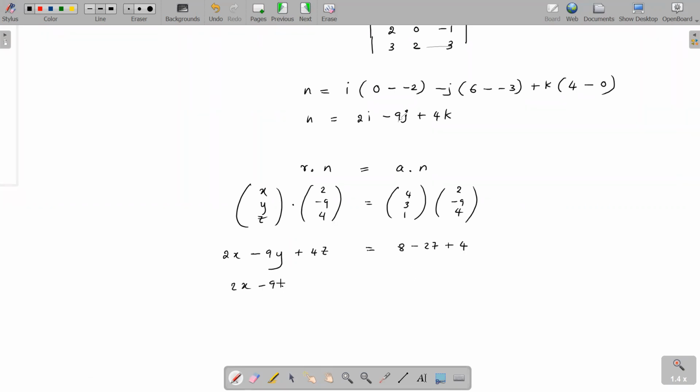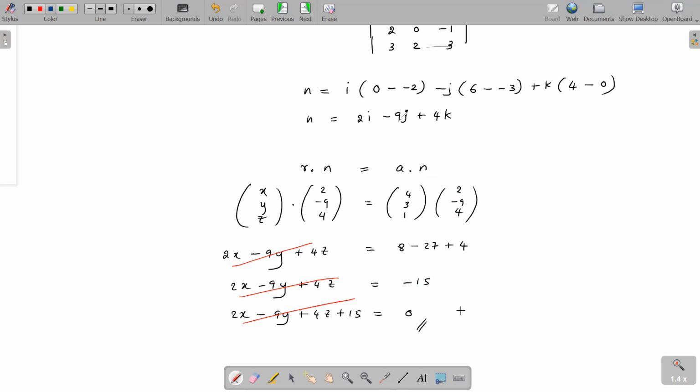2x minus 9y plus 4z equals minus 15. Taking everything to one side, 2x minus 9y plus 4z plus 15 equals 0. So this is the Cartesian equation of the plane, but they asked us to find the equation in the form r dot n equal p, right? We didn't find that. So actually we don't need all of this. We only need to get the p value, which is minus 15.